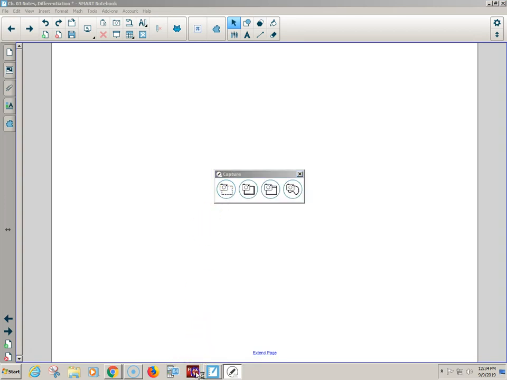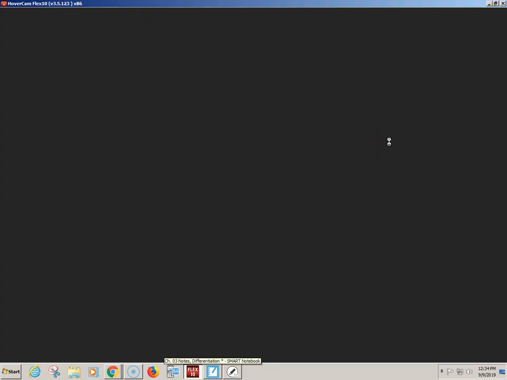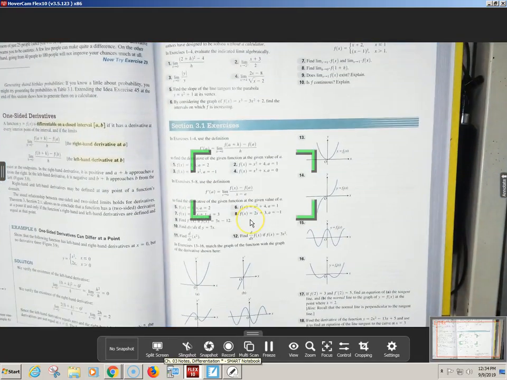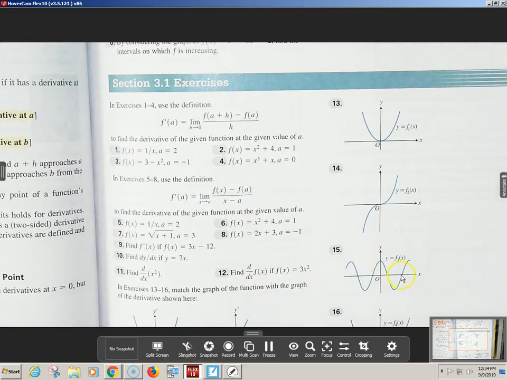I don't have the webcam open. That's not helpful. Okay, what are your first 3 problems? Sorry, 1 and 9? And then 13 to 17? Got it.